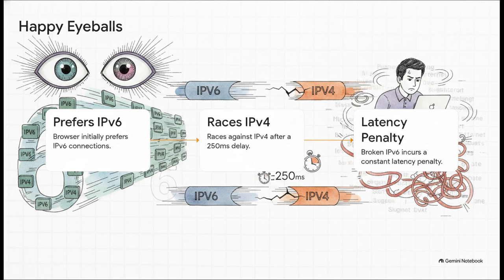Modern web browsers strongly prefer IPv6, so when a user clicks a link, the browser fires off an IPv6 connection. But if it doesn't get a response immediately, it waits exactly 250 milliseconds, and then it fires off an IPv4 connection to race against it. The winner takes the traffic. What this means is, if your IPv6 path is broken, the user's browser just silently falls back to IPv4. The user still gets to the website, but every single connection they make suffers a 250 millisecond latency penalty. To the user, the internet just feels kind of sluggish today, but to you, that's an invisible IPv6 failure.